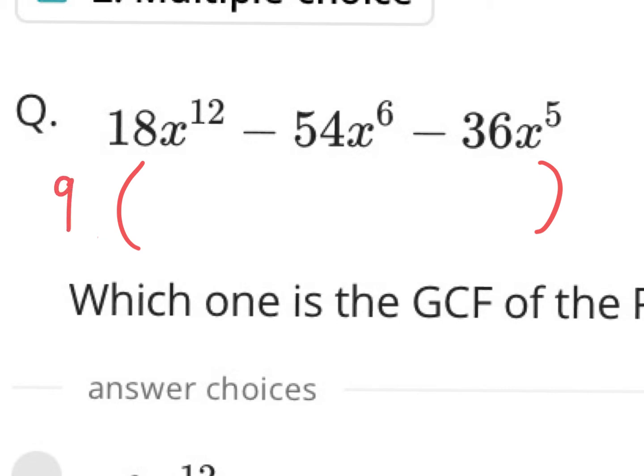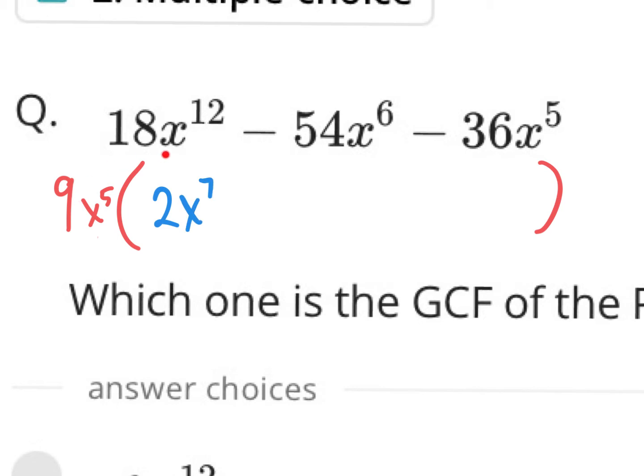Then how many x's could we pull out of all 3 terms? There is a maximum of 5 that you could pull out of all 3 terms. So 9x to the 5th. So when we say 9 times what will get us back to 18, that is 9 times 2 getting us back to 18. When I say x to the 5th times what will get us back to x to the 12th, that would be x to the 7th.